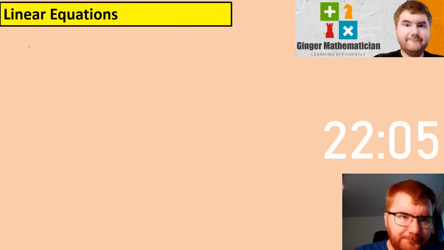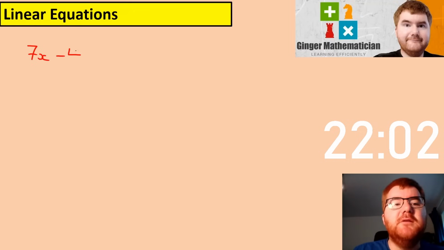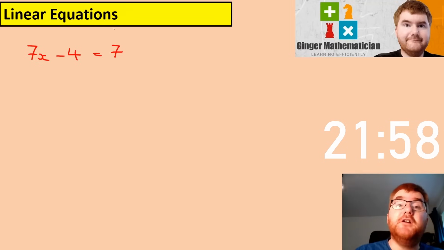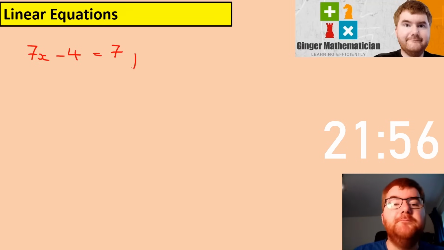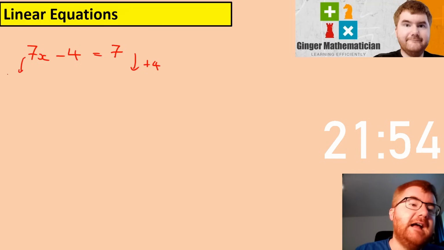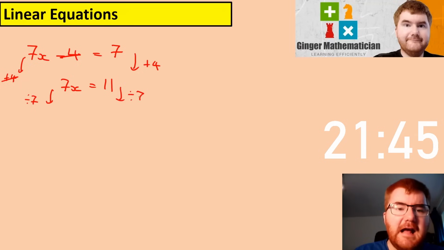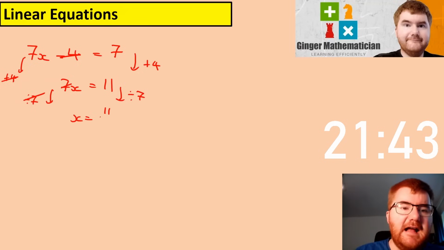Linear equations, essentially, are something of this form, so we have an x, a number, and then maybe another number. The way we do this is reverse processes, so the opposite of minus 4 is plus 4, so we add 4 on both sides, that cancels, giving us 7x equals 11. 7 times something is 11, the opposite of times is dividing, and we can always leave our answer as a fraction.